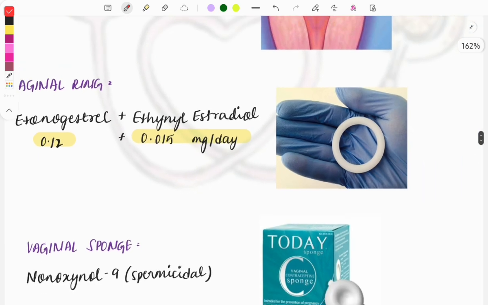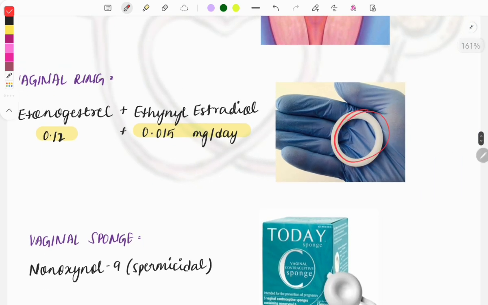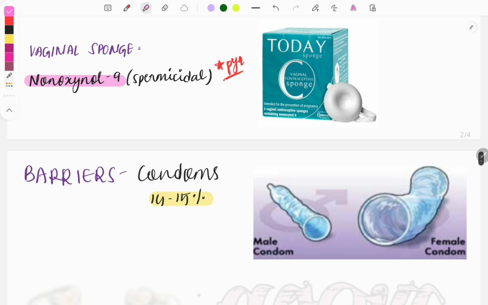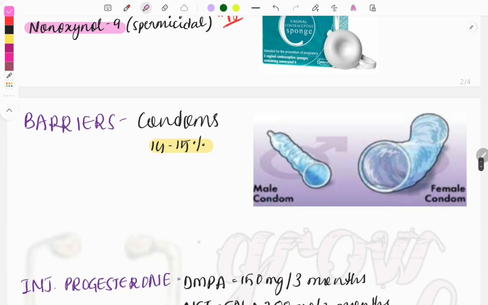Then moving on to the vaginal ring. So this is the image of the vaginal ring, the contents of the vaginal ring are a PYQ, and this is the dosage. Then the vaginal sponge, this is a must-know topic. A PYQ was asked that the vaginal sponge contains a spermicide. So what is the name of the spermicide, or what is the content of this vaginal sponge? So it is nonoxynol 9. Okay, so remember this name, it is an important one, nonoxynol 9. Then this is the image. So an image-based question can also be asked.